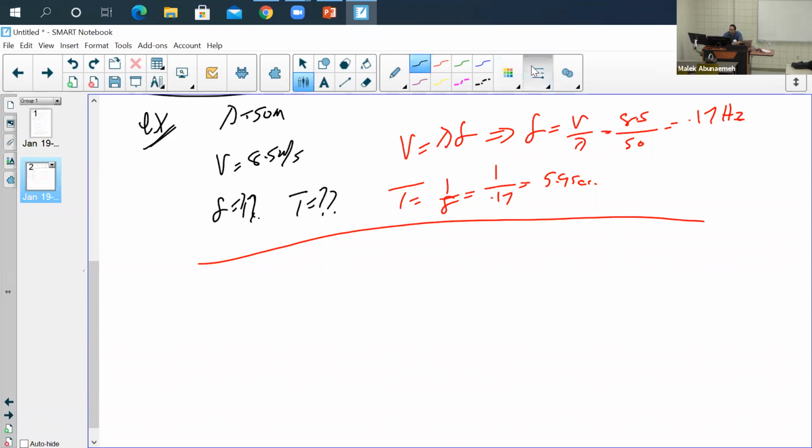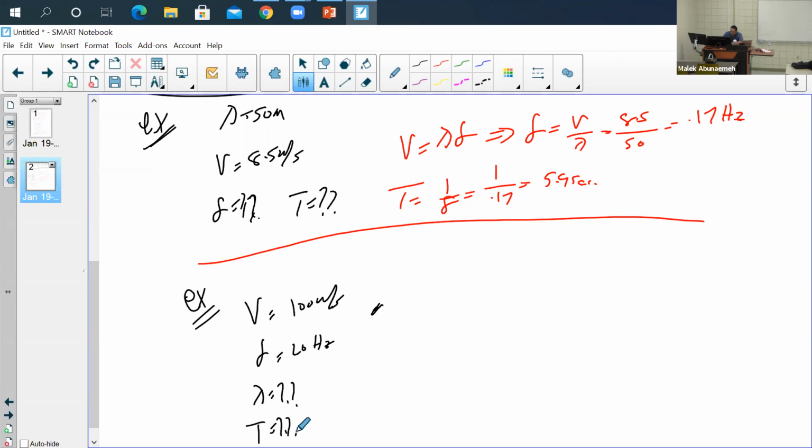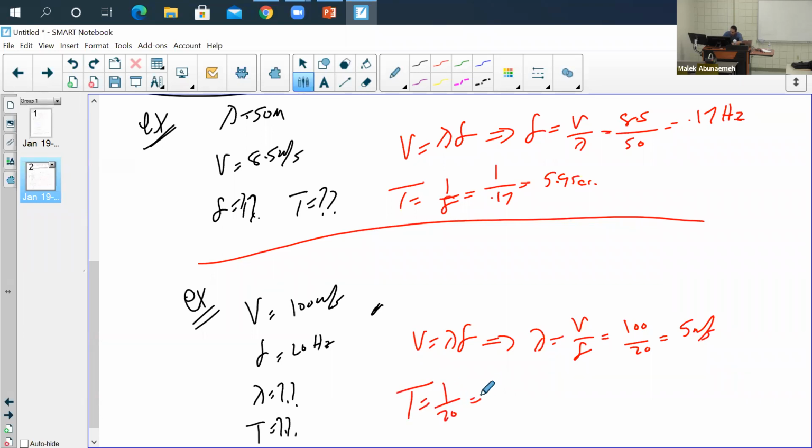Let's do one more example, shall we? Let's say the velocity was 100 meters per second and your frequency was 20 hertz. Find the wavelength and find the period. Well, again, your v equals lambda f. That means your wavelength this time is going to equal your v divided by your frequency. So it's going to equal 100 divided by 20, which is 5 meters.